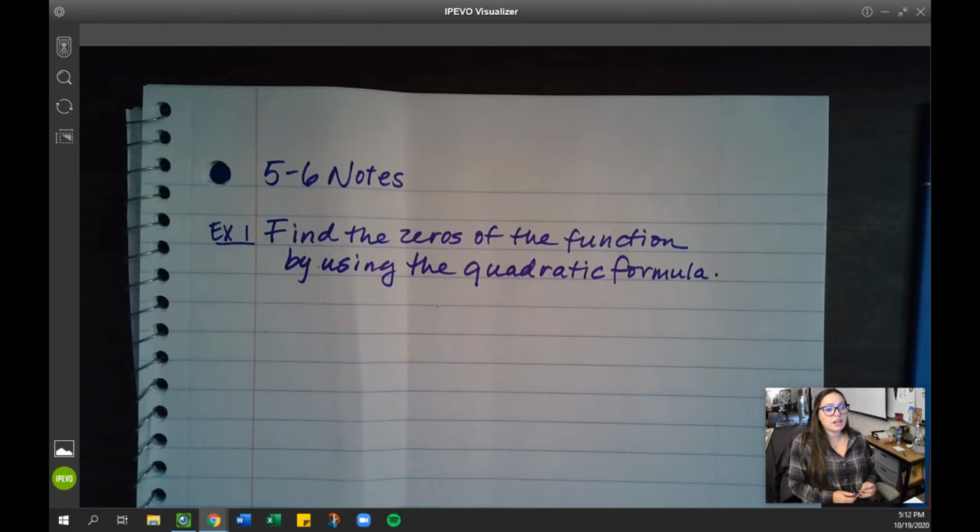Which I guess brings me to the quadratic formula itself. Should I sing it right now? No, you're going to have to wait. Yeah. So here's the quadratic formula.